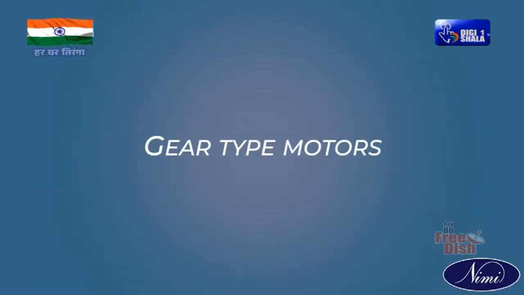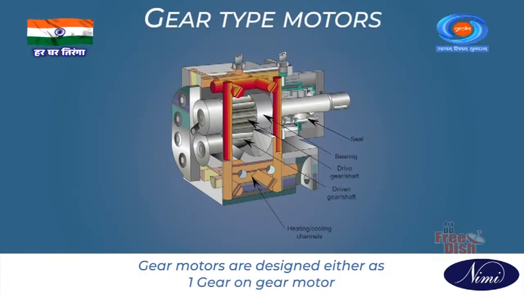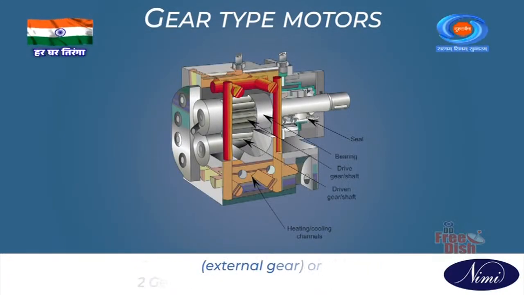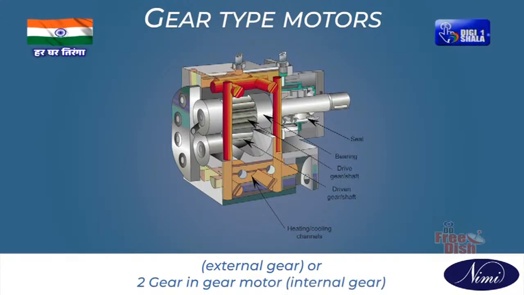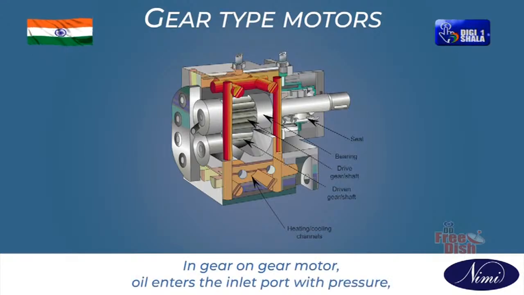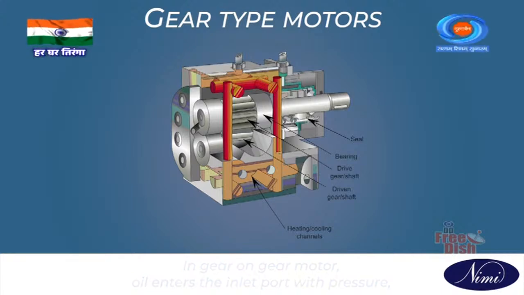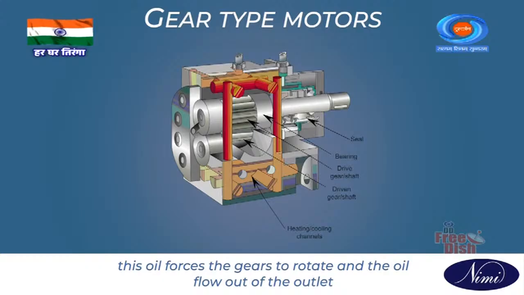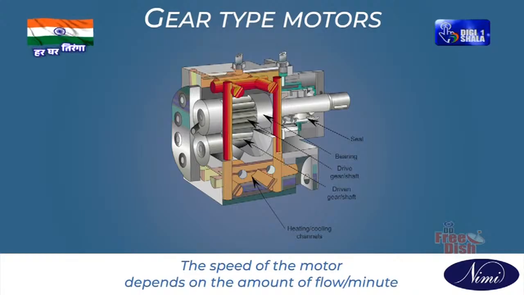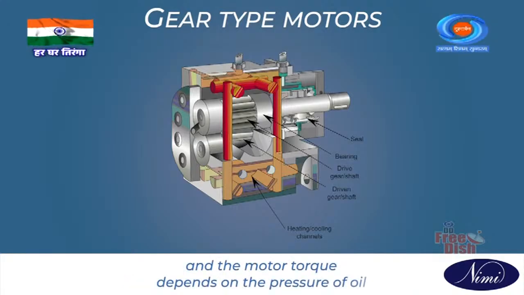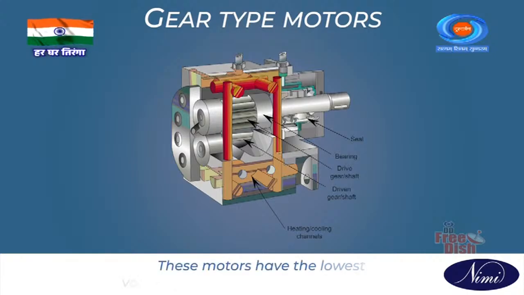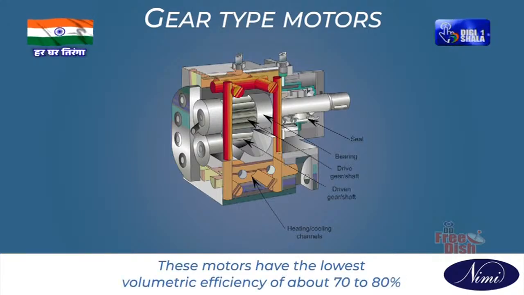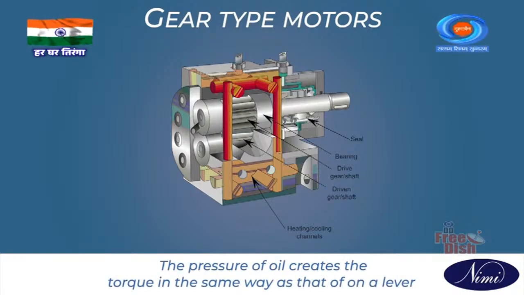Gear type motors. Gear motors are designed either as gear-on-gear motor, external gear, or gear-in-gear motor, internal gear. In a gear-on-gear motor, oil enters the inlet port with pressure. This oil forces the gear to rotate and the oil flows out of the outlet. The speed of the motor depends on the amount of flow per minute and the motor torque depends on the pressure of oil. These motors have the lowest volumetric efficiency of about 70 to 80%. The pressure of oil creates the torque in the same way as that on a lever.